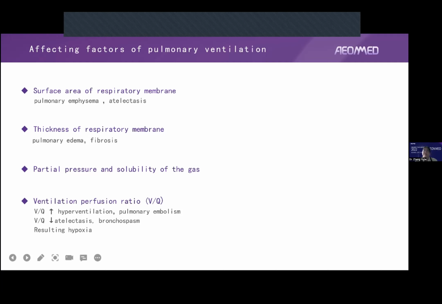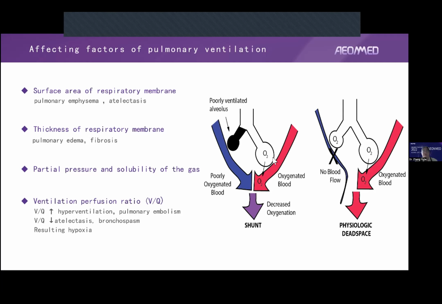If the ventilation is reduced, just like the picture on the left, the blood that goes through this poorly ventilated area cannot be oxygenated, and finally causes an intrapulmonary shunt. And if perfusion is disturbed, just like the picture on the right, it causes a physiological dead space and eventually reduces oxygenation.